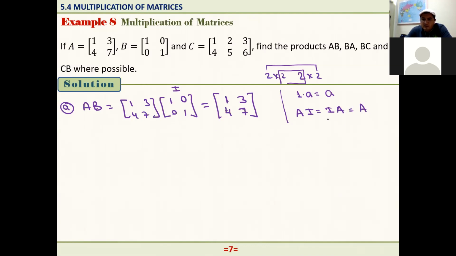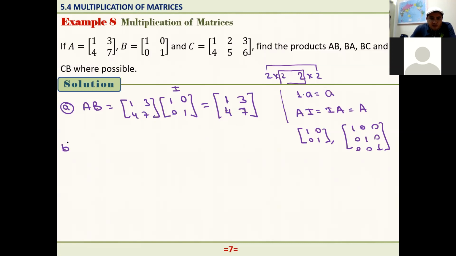So what is this I? It's a matrix whose entries in the main diagonal are all 1, and all other entries are zeros. For example, for 2 by 2 it is 1, 0, 0, 1. If it is 3 by 3, it is 1, 0, 0, 0, 1, 0, 0, 0, 1, and so on. All the entries in the main diagonal are 1, other entries are 0. That's why this is equal to this. Next time, if you see this kind of matrix, we don't even have to calculate. Immediately, we can just write the matrix itself.